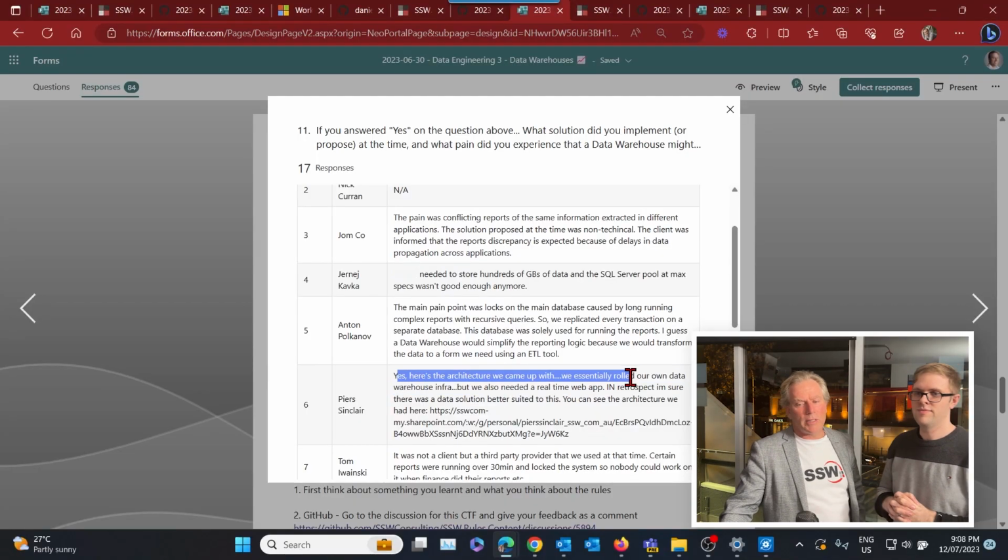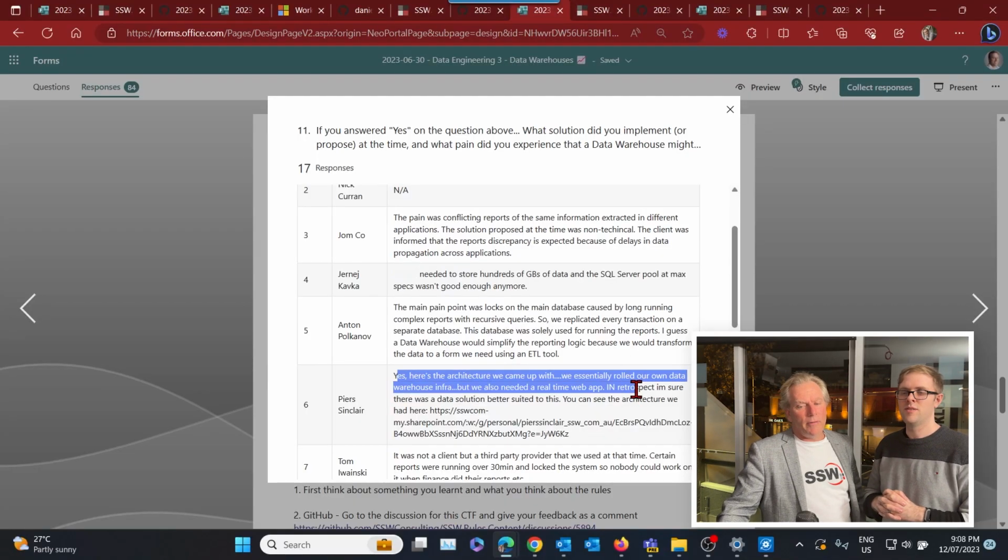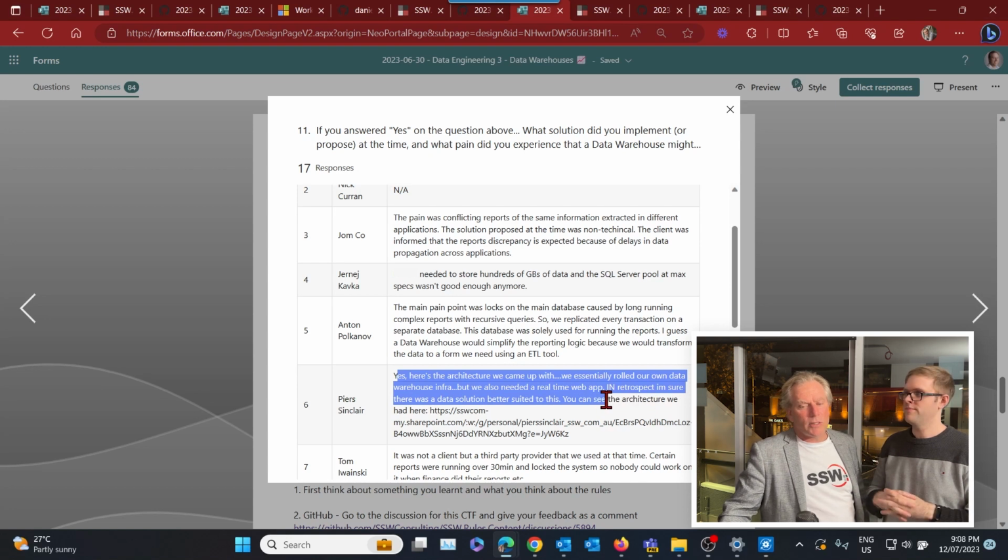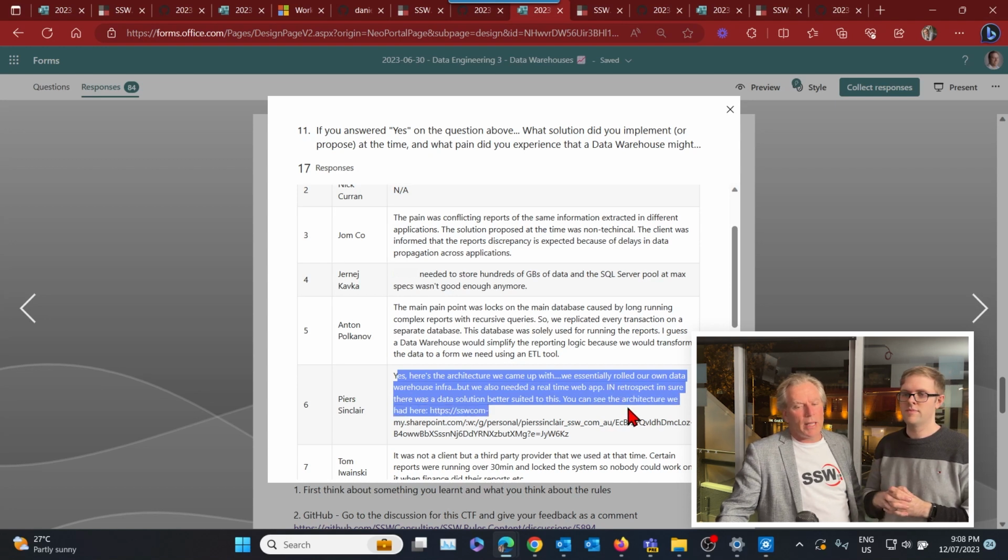And I might look at the results here, Piers, because I know a long time ago you proposed a solution, so I'm interested. Where's your comment, sir? Here's the architecture we came up with. We essentially rolled our own data warehouse infra, but we needed a real-time web app. In retrospect, I'm sure there was a data solution better suited to this. You can see the architecture we had here. So tell us about this. Basically what we had was a SQL database, and then we had like 15 Azure functions, and they would all do ETL processes into the SQL database.